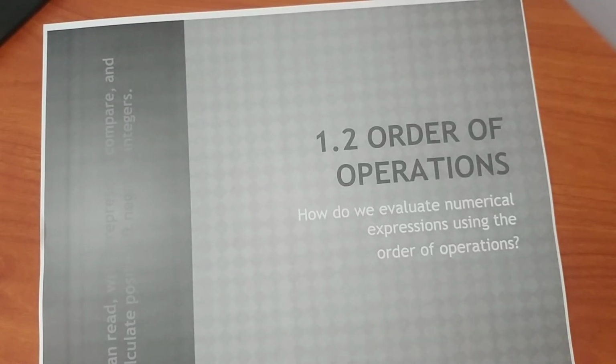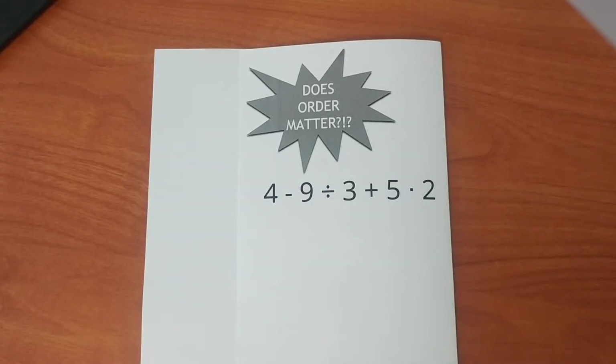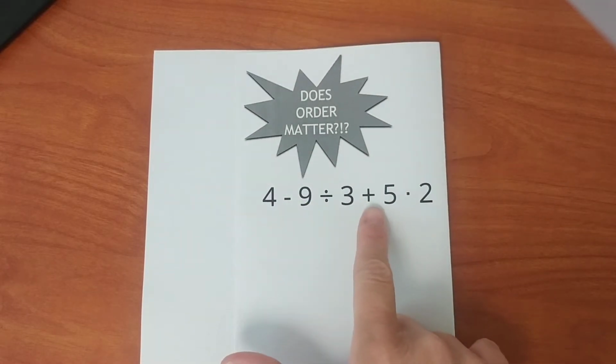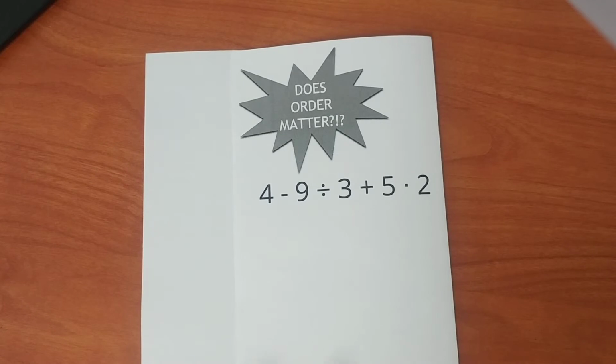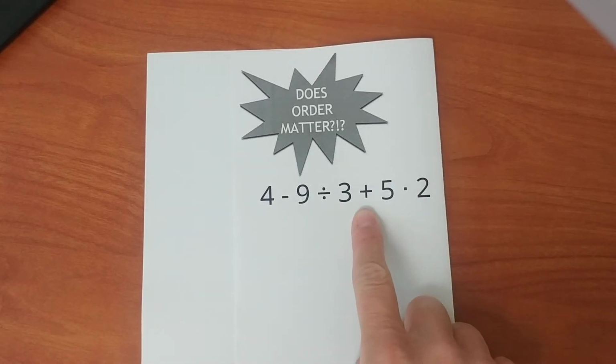Welcome to Lesson 1.2, the order of operations. Notice how this expression has a lot of operations in it. Subtract, divide, add, multiply. Can I just do this from left to right? Does it matter what operation I pick first? Could I pick my favorite operation, addition, and just start there?